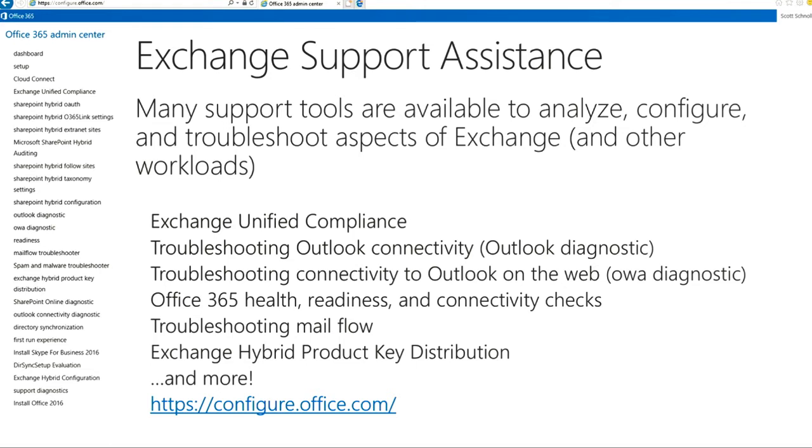If you go to configure.office.com, that'll show you this page, and you can see the whole list, things like the unified compliance, verifying a hybrid config, troubleshooting Outlook connectivity for the diagnostic, or troubleshooting connectivity for Outlook on the web is another one. The Office 365 health and readiness checks is an important one. You don't want to start moving to Office 365 until you've done that. Troubleshooting mail flow, and the hybrid key distribution as well. So you can run all these wizards to get all this stuff happening in your environment automatically.